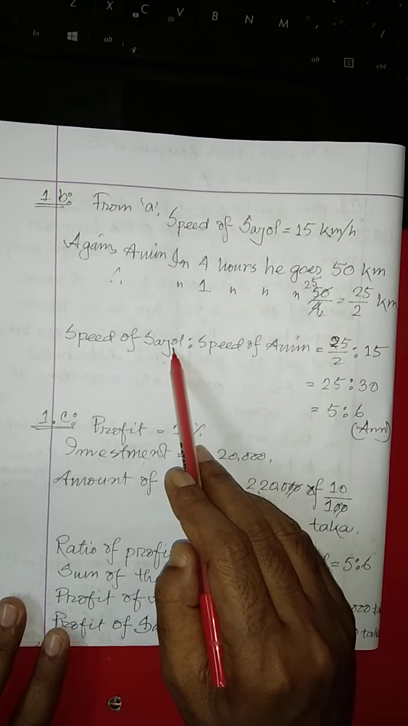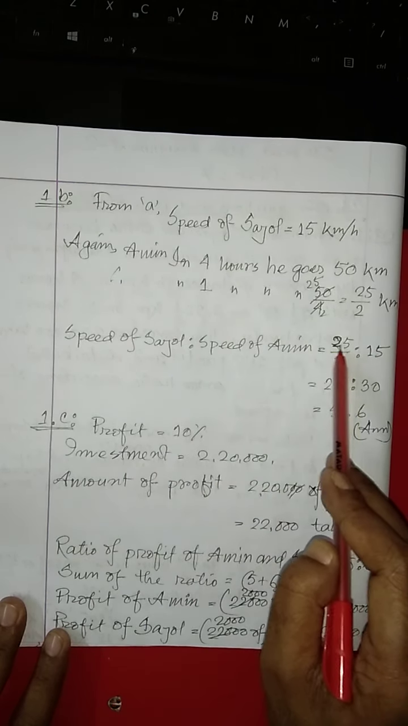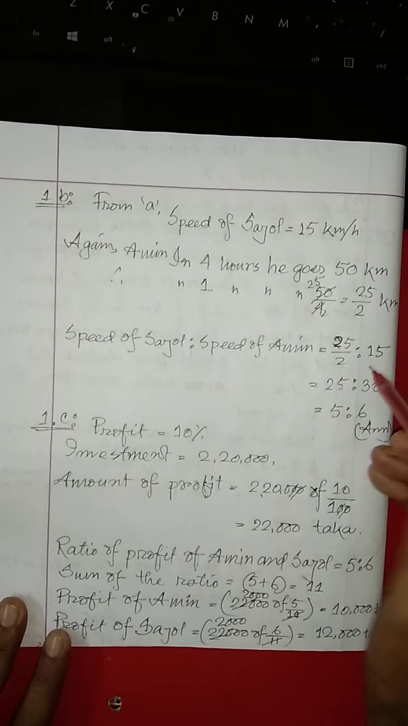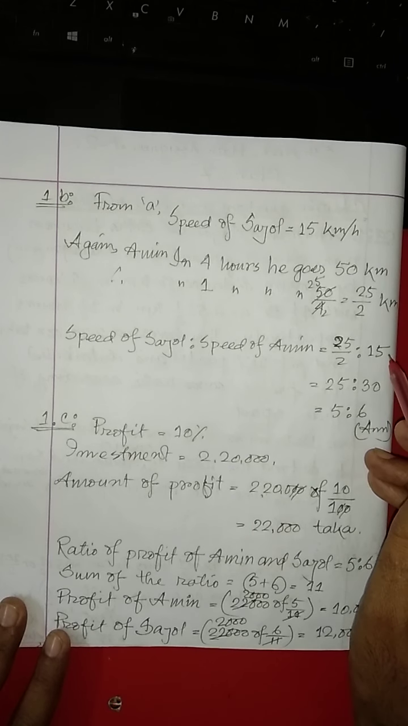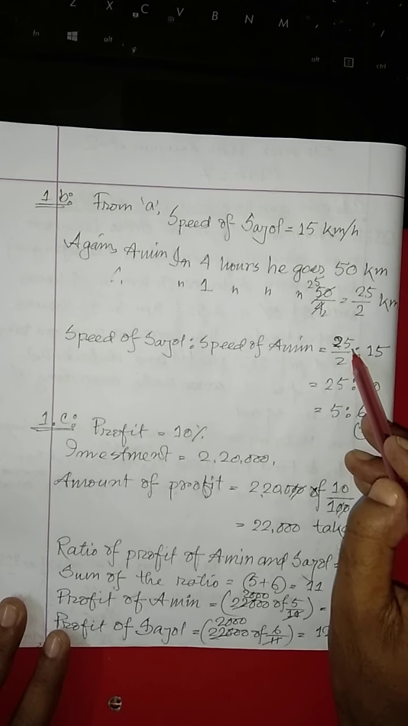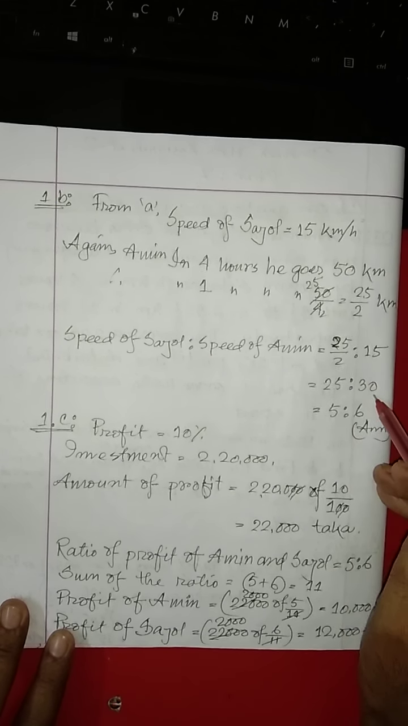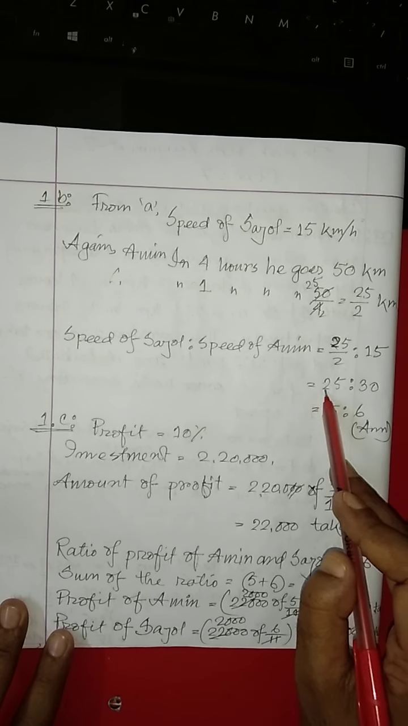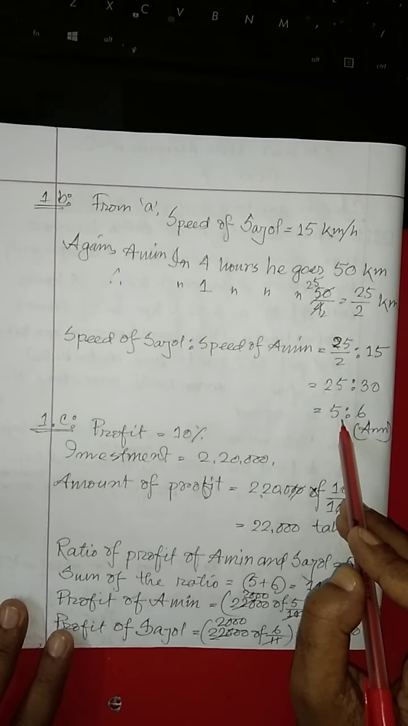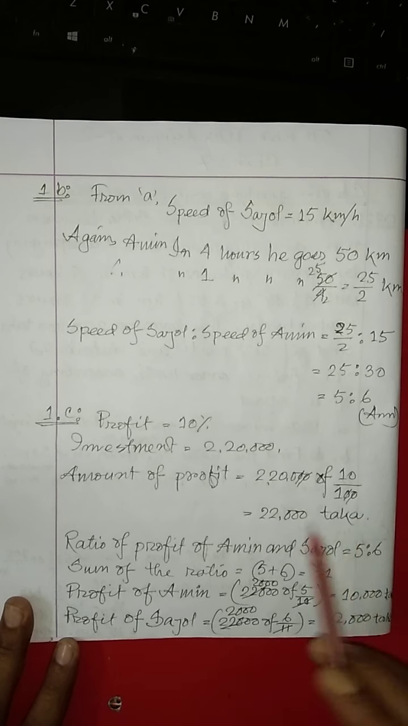So the speed of Amin is to the speed of Shazul, so 25/2 is to 15. Here we multiply by 2, that is, multiply by 2 and then divide by 25, so you will get 25. Here 2 into 15 equals 30, and divided by 5 also, 5 fives are 25 and 5 sixes are 30. So here the ratio of their speed is 5:6. That's the answer of 3 B.